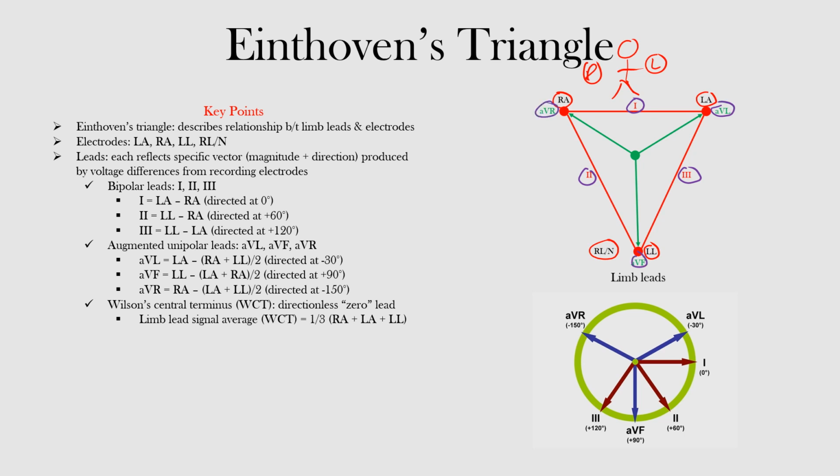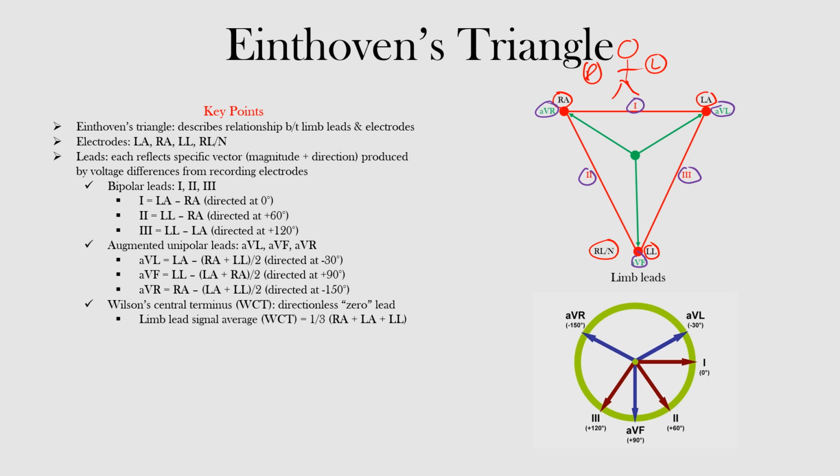Okay, let's now look at these bipolar and augmented unipolar leads, how they're calculated and where they're directed. So lead 1 is calculated by subtracting the voltages recorded in the right arm from those recorded in the left arm. It is directed towards 0 degrees in the frontal plane.